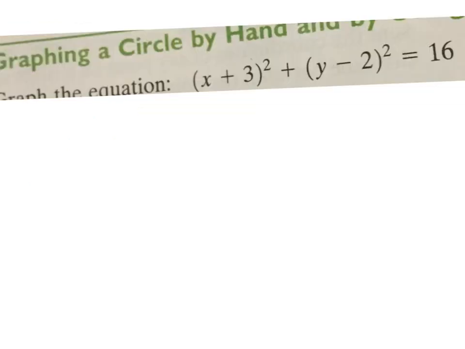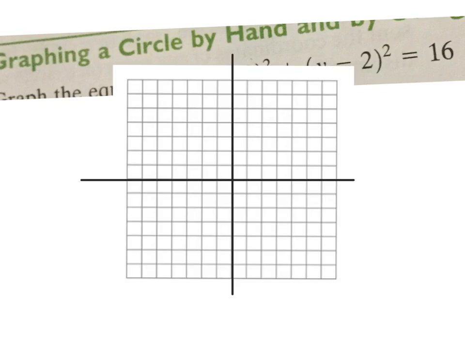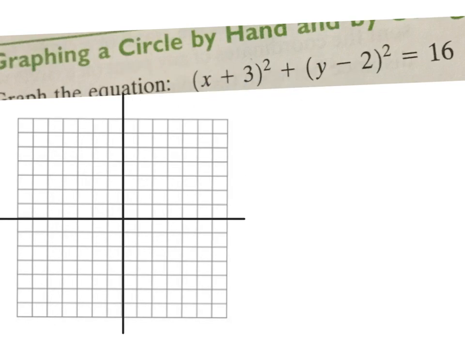Okay, so now in this one, we are told to graph the circle. So in order to graph the circle, what things do I need to know about this circle? I need to know the radius of the circle, and I need to know the center of the circle. So let's identify those from the equation. The center is... negative 3, 2.